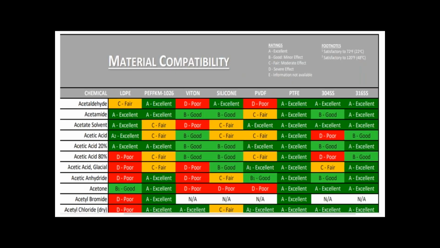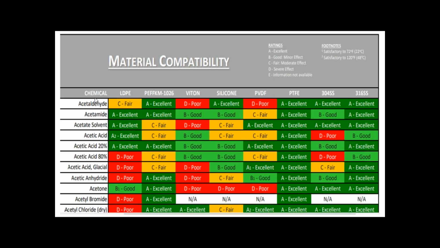So sometimes some industries and some countries are using different ratings, like excellent rating indicated by A, good rating, minor effect B, then fair, moderate effect indicated by C, then severe effect indicated by D, and then information not available indicated by E. So sometimes some countries and some companies are using the compatibility chart with some rating, right?